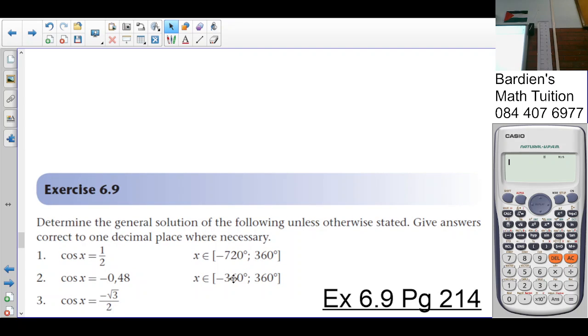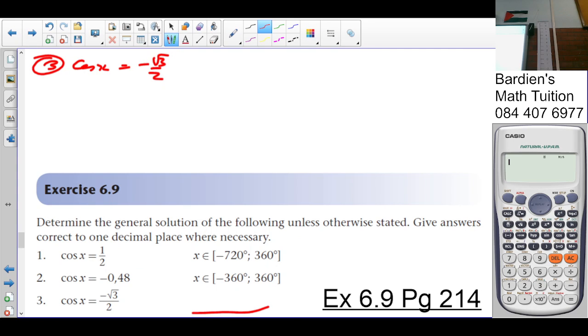So let's look at number 3. Number 3, you got cos of x equals negative root 3 over 2. Now here's no restricted domain, which means to say I must find the general solution only. Not so? Again, that is a special triangle, not so. That is going to be 30, 1, 2, root 3. So cos of 30 is root 3 over 2, so that x angle is going to be 30 degrees.